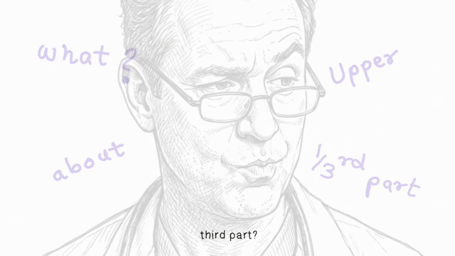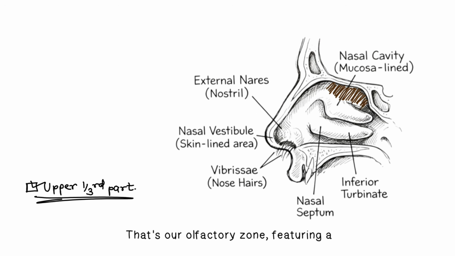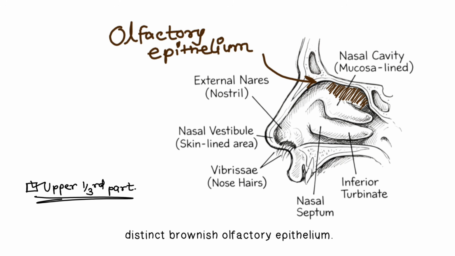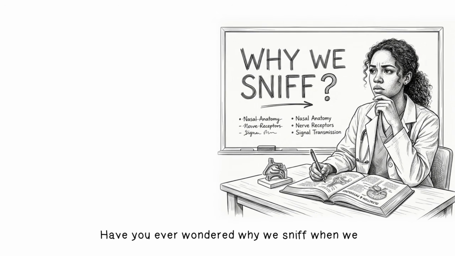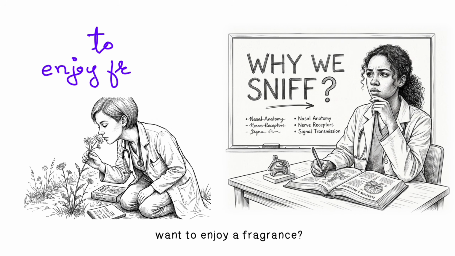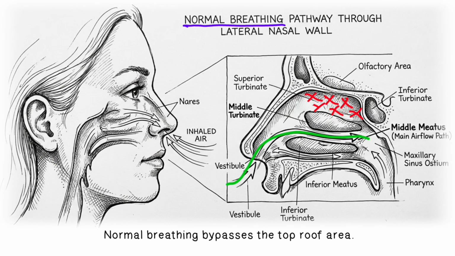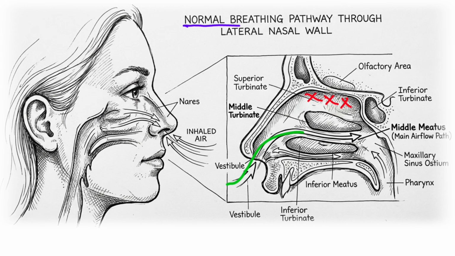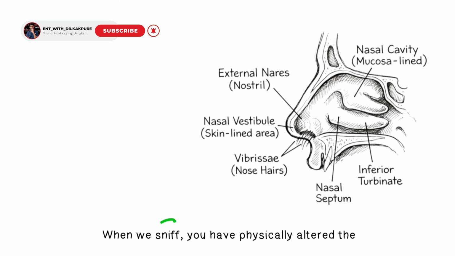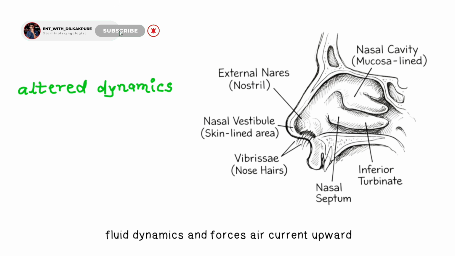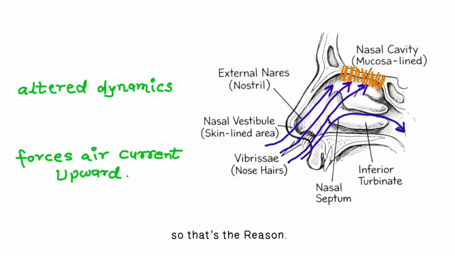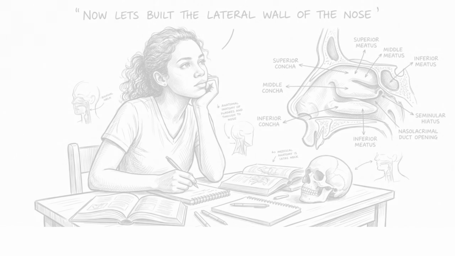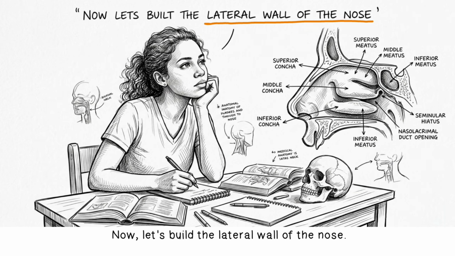But what about the very top, the upper one-third? That's our olfactory zone, featuring a distinct brownish olfactory epithelium. Have you ever wondered why we sniff when we want to enjoy a fragrance? Normal breathing bypasses the top roof area. When we sniff, we physically alter the fluid dynamics and force the air current upward to hit those smell receptors. So that's the reason. Now let's build the lateral wall of the nose.